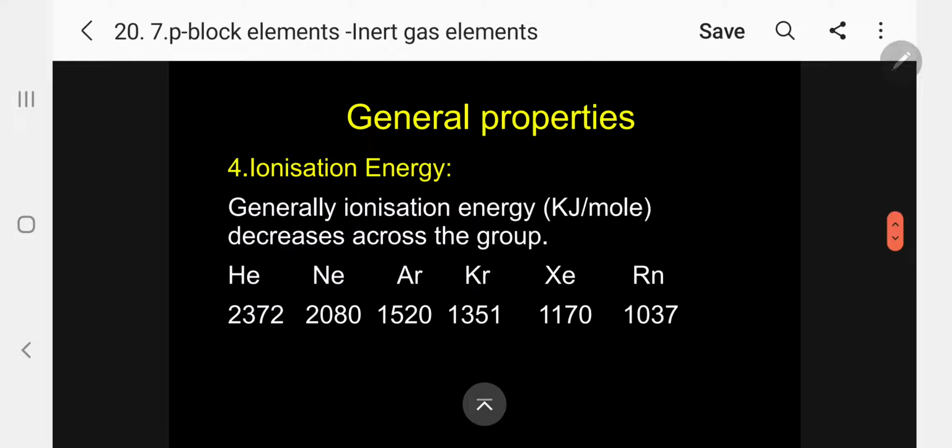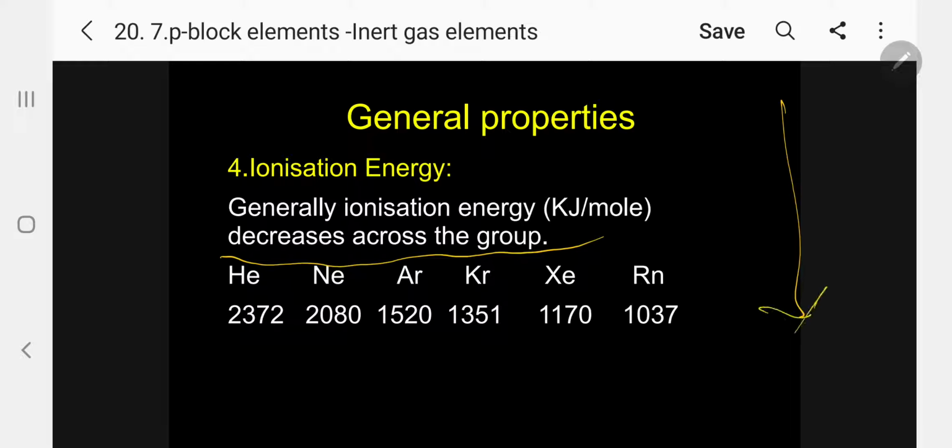Coming to ionization energy, they are generally chemically inert. So generally ionization energy decreases down the group. We know already, size increases, all the properties are reversed, I told you. So generally ionization energy decreases down the group.